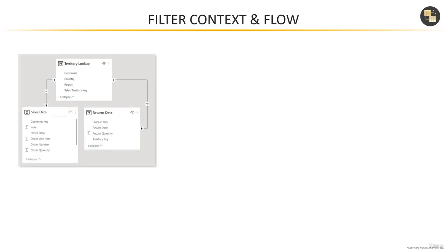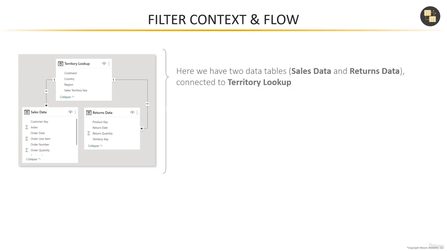All right, time to talk about one of the most important topics, certainly in the data modeling section, but perhaps in the entire course: filter context and flow. To demonstrate this, we're going to use a simplified example, just 3 tables here. We've got 2 fact tables, sales data and returns data, both connected to a single dimension table, territory lookup.